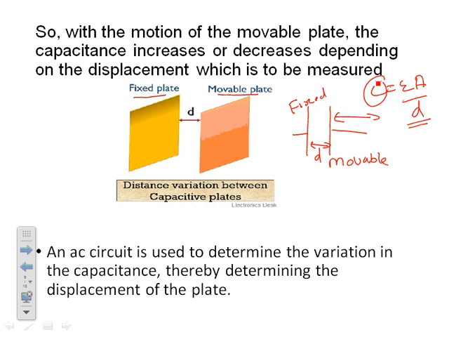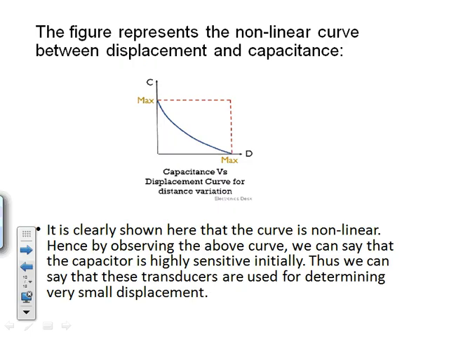An AC circuit is used to determine the variation in the capacitance, thereby determining the displacement of the plate. So the figure represents here a nonlinear curve between the displacement and capacitance. Here, by varying the distance, the capacitance will also be changing from this figure. So here the displacement curve for the distance variation is shown. It is clearly shown here that the curve is nonlinear.